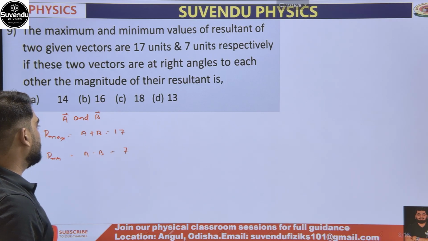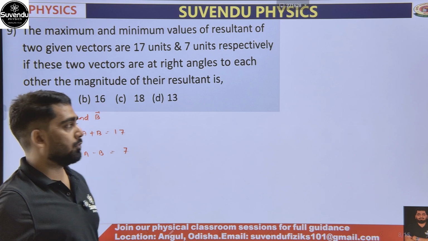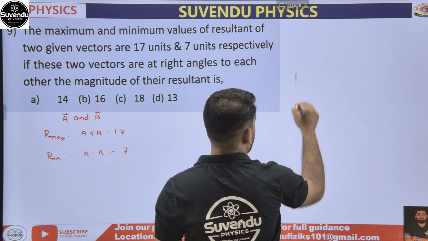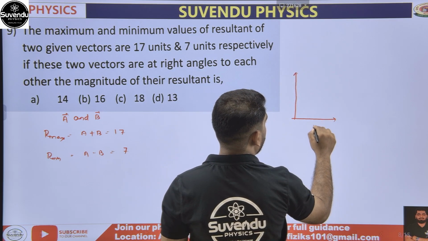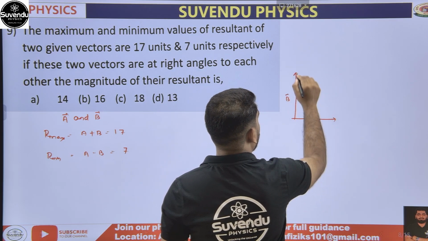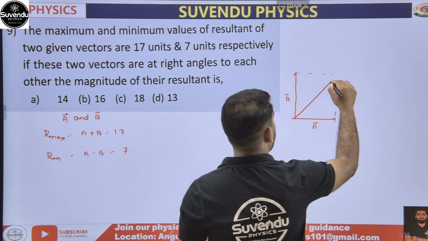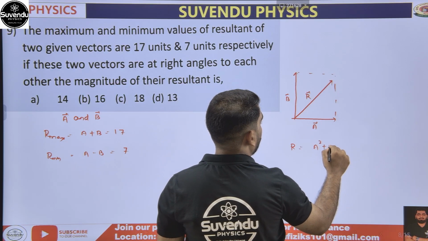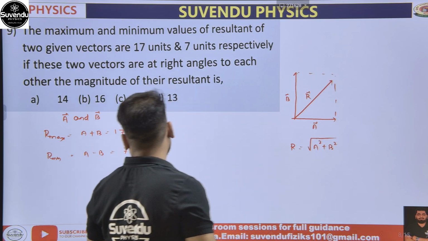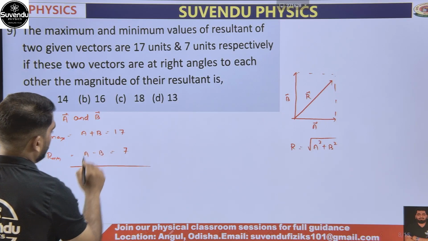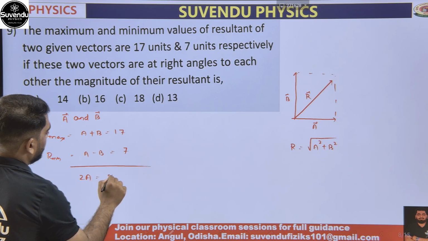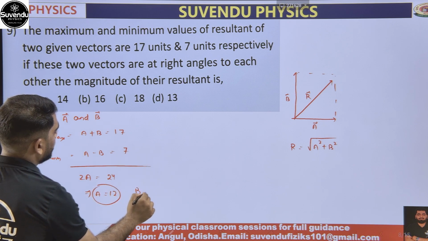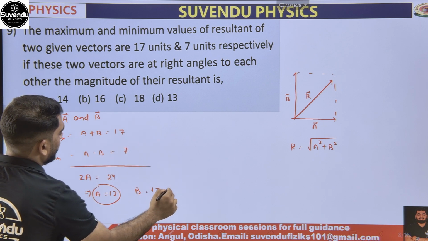These two vectors are perpendicular to each other. As per the given question, these two vectors, A vector and B vector, are mutually perpendicular. So this is the parallelogram, and the diagonal starting from the common tail point is the resultant vector. So R magnitude is the square root of A square plus B square. First we have to find the values of A and B. Adding these two, we get 2A is equal to 24. That means A is equal to 12. And A is equal to 12 implies B is 17 minus A.